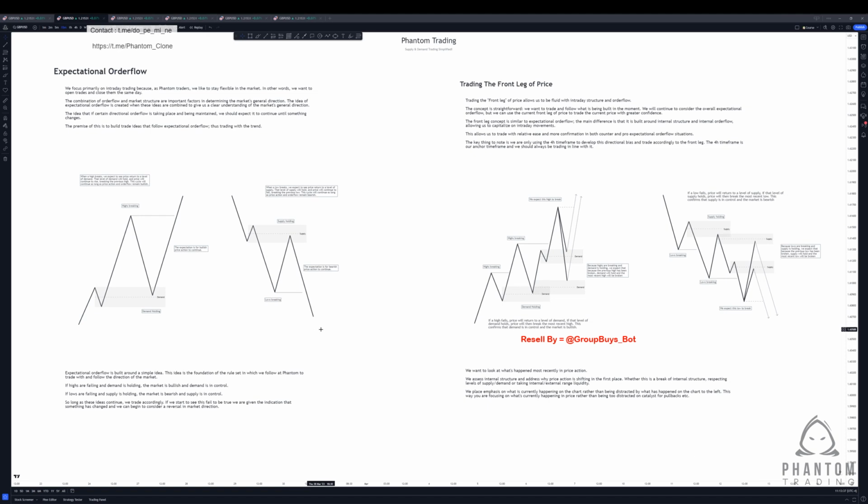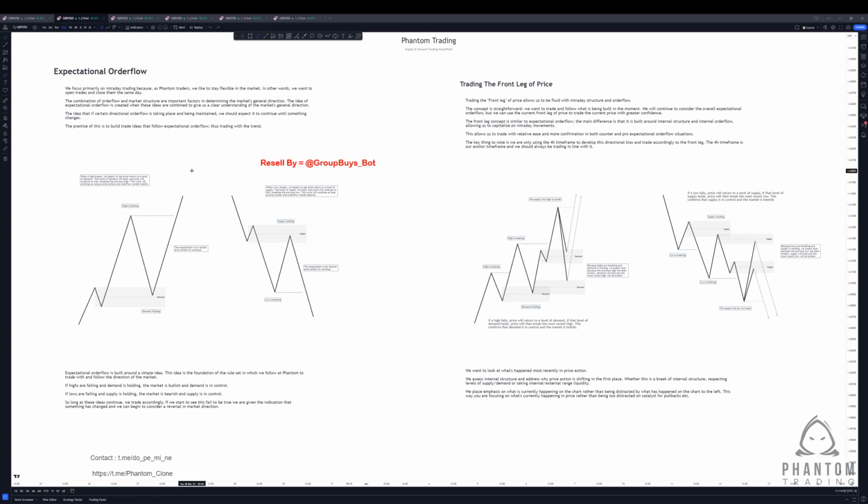If we start to see this fail to be true, then we are given the indication that something has changed and we can begin to consider a reversal in the market direction. So if we look at this stage just a little bit more, we can see when this high breaks, we're expecting to see price return to a level of demand. If that level of demand holds, what we expect next is price to continue moving to the upside, breaking the previous high.